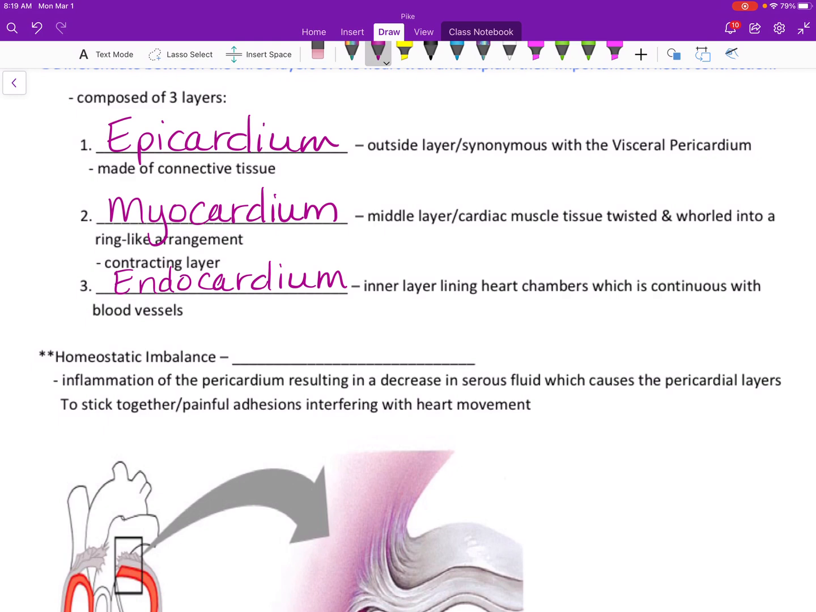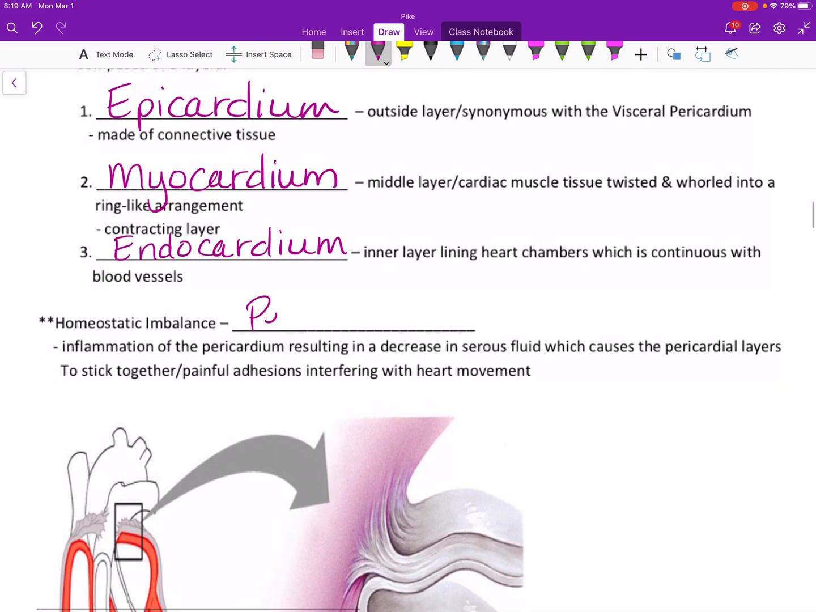A homeostatic imbalance here is pericarditis. This is inflammation of the pericardium, of the wrapping papers, and it could be very serious. It could cause painful adhesions, and it can be caused by repeated bacterial infections. This will cause a decrease in the serous fluid.